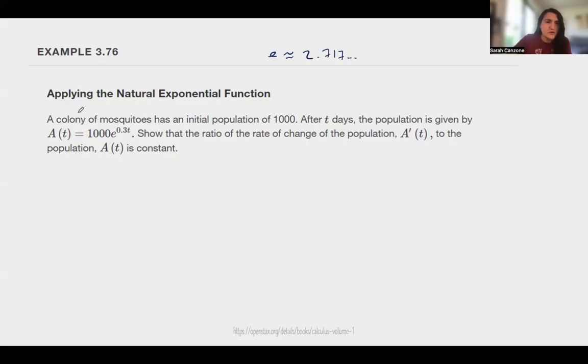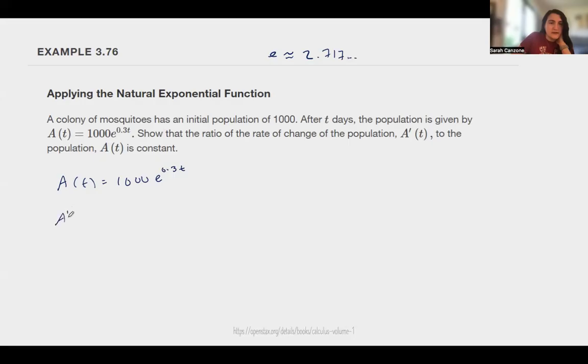All right. So a colony of mosquitoes has an initial population of 1,000. After t days, the population is given by this function right here. So it says A of t equals 1,000 e to the 0.3t. I'm just rewriting it. Show that the ratio of the rate of change of the population A prime of t to the population A of t is constant. So we're looking for a ratio, but first we need to find A prime of t.